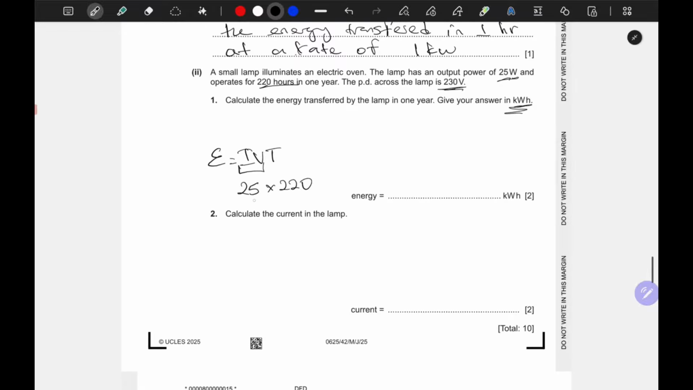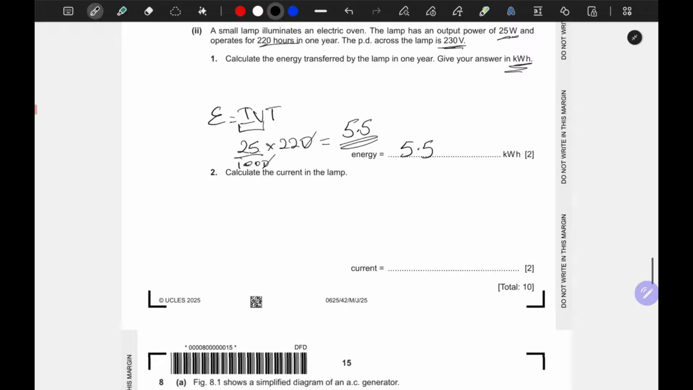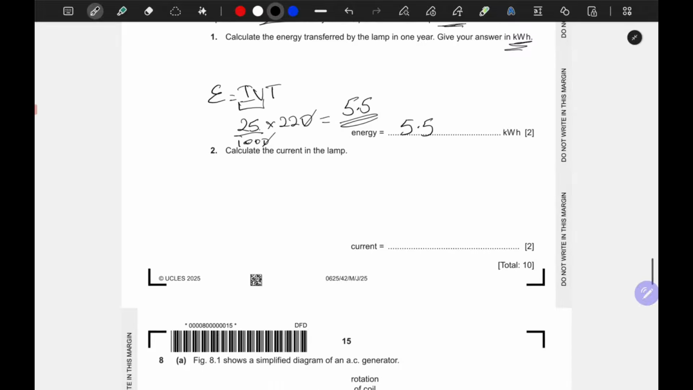But the problem is this 25 watts is in watts, and we have to have it in kilowatt hours. So we divide by 1000. So 25 over 1000 times 220. So we get 5.5, and the unit is going to be kilowatt hour. That's how we do it.